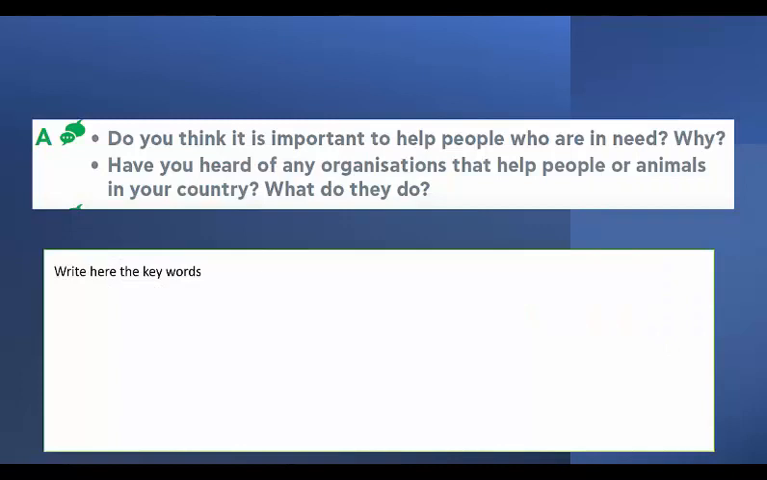But before we start reading, I need you to tell me, do you think it is important to help people who are in need? Why do you think so? Think about it. Have you heard of any organizations that help people or animals in your country? If so, what do they do exactly? Write down your answers. You can go and ask your father and mother about the subject.